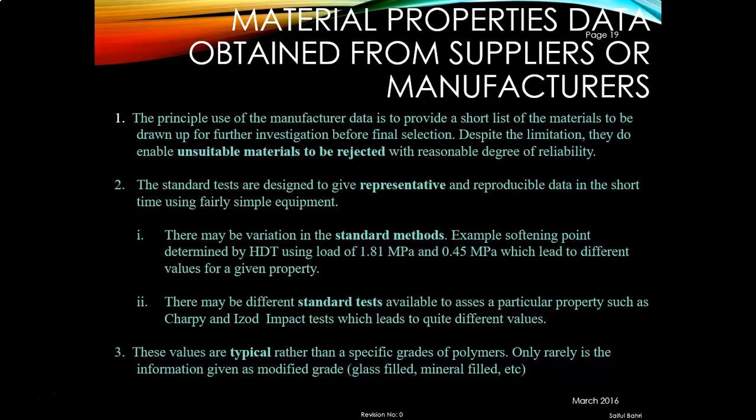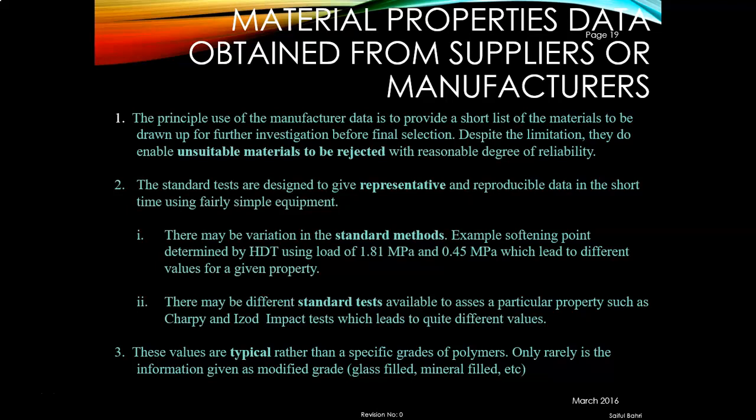Okay. The second one, the standard tests are designed to give representative and reproducible data in a short time using fairly simple equipment, right? There may be variation in the standard methods. For example, the method for determining the softening point by HDT using a load of 1.81 MPa and 0.45 MPa, which leads to different values for a given property. So there may be different standard tests available to assess a particular property, such as the Charpy and ISO impact tests, which lead to quite different values. So they design the standard tests on the material properties to produce data using fairly simple equipment.